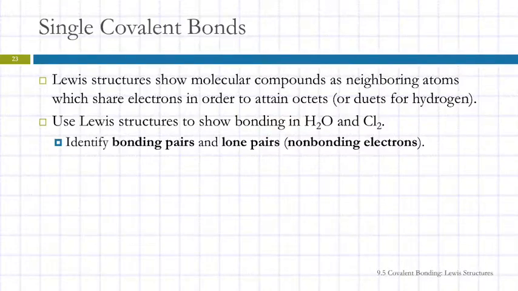Okay, let's talk about covalent bonds. So Lewis structure for covalent bonds, these happen in molecular compounds. We're looking at neighboring atoms sharing their electrons to make octets. Or for hydrogen, he's happy with a duet. So let's look at water and chlorine.